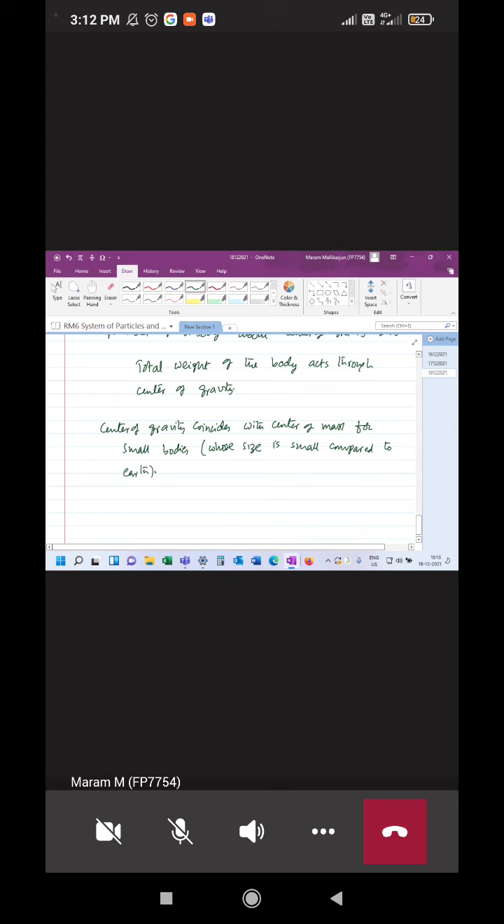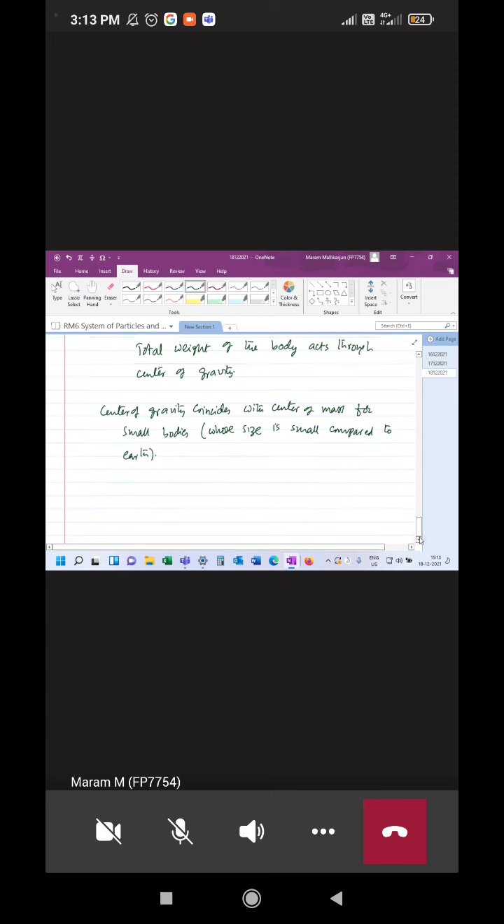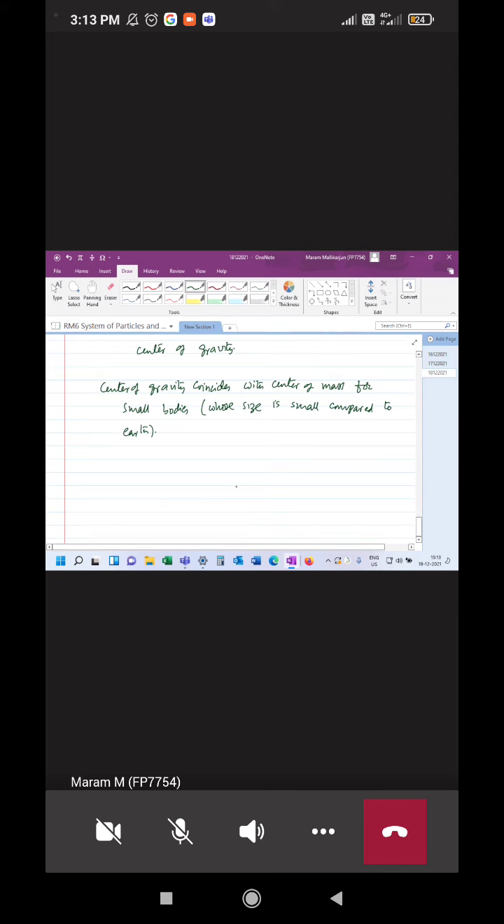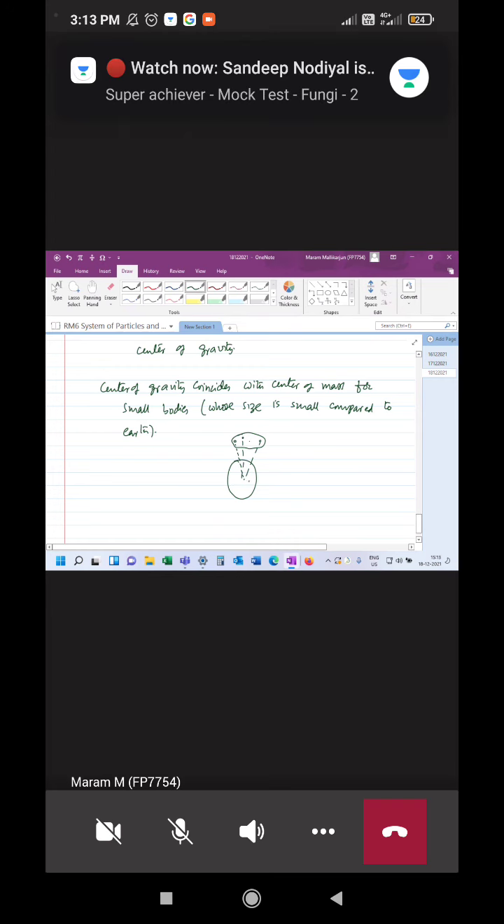For very large bodies, what is the difference? The difference is, if the body is very large, then the gravitational forces on that body act differently. If this is Earth, let us say, and you have a body like this that is large enough, the gravitational force is not in the same direction. It will always act towards the center, isn't it? It will always act towards the center.